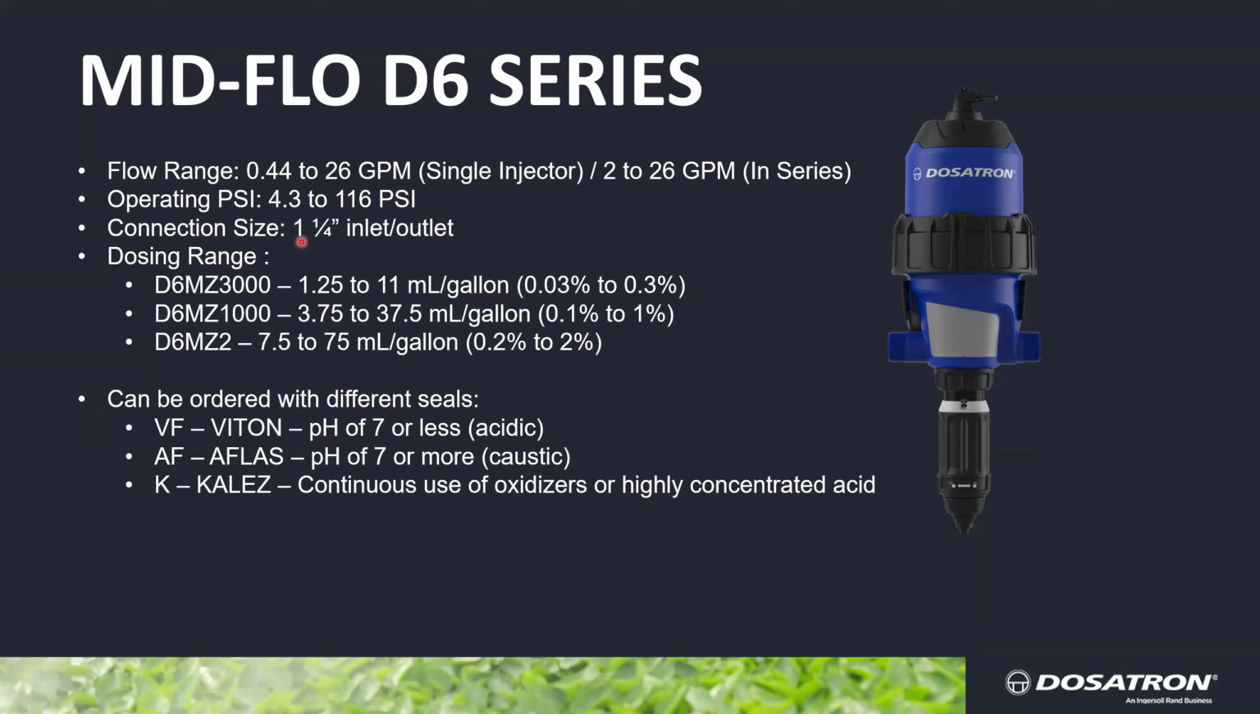It does have multiple dosing ranges as well, as our other units that we see. The D6MZ3000 gives us that 1.25 to 11 mL per gallon, or 0.03 to 0.3%. We also have a 1000 version of this, which gives us that 3.75 to 37.5 mL per gallon, or 0.1 to 1%. And then we have our D6MZ2, which is 7.5 to 75 mL per gallon, or 0.2 to 2%.